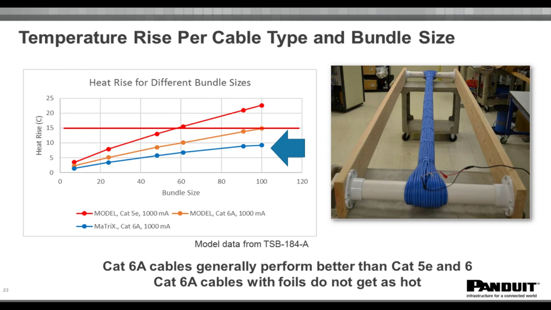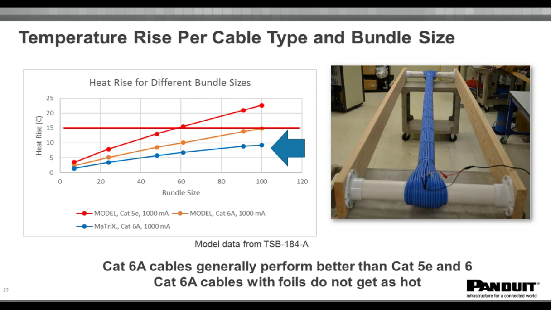Now, Panduit has done a bunch of testing on this as well, and we found that cables with foil tapes, like our matrix cable, and there are other cables on the market just like it, dissipate heat faster to your environment and will actually be able to put a larger cable bundle together before it crosses that 15-degree threshold. It's actually unlimited from our LP rating. So the key here is that Category 6A cables generally perform better than 5E and 6, and Category 6A cables with foils do not get as hot.